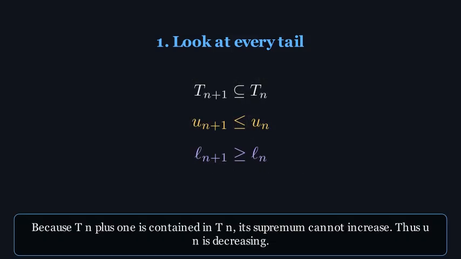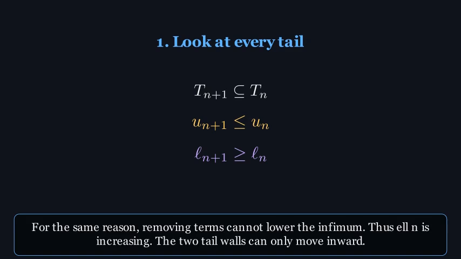Because Tn plus 1 is contained in Tn, its supremum cannot increase. Thus un is decreasing. For the same reason, removing terms cannot lower the infimum. Thus ln is increasing. The two tail walls can only move inward.